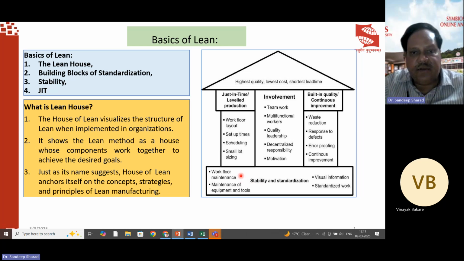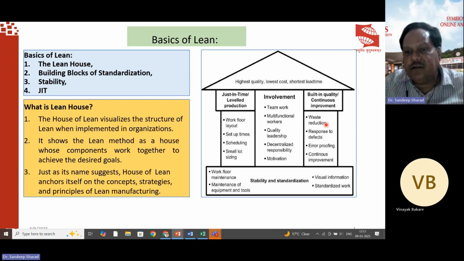On the basis of that, it then starts with the pillars of the house, where the workflow layout, setup time, scheduling, and small lot sizing make up just-in-time leveled production. That is one pillar. Another is involvement, whose elements are teamwork, multifunctional workers, quality leadership, decentralized responsibilities, and motivation. It means teamwork and team effectiveness, with involvement in the respective activities which align simultaneously, one after another.